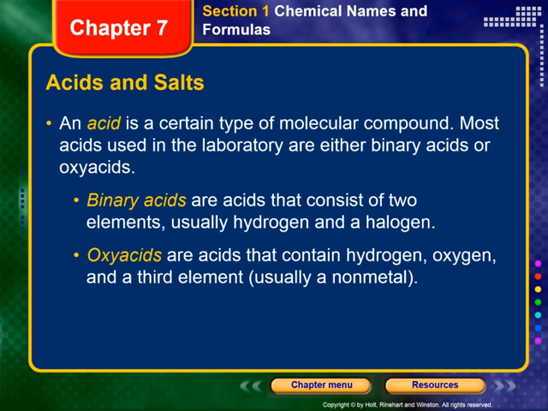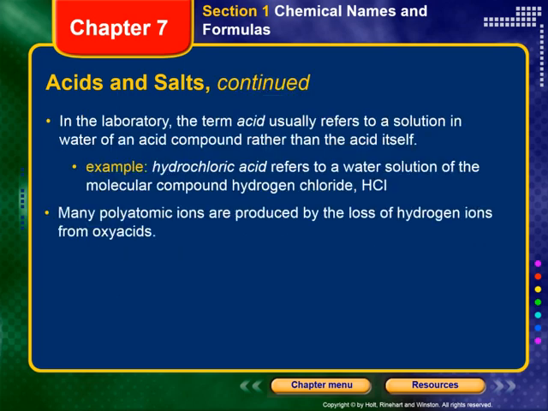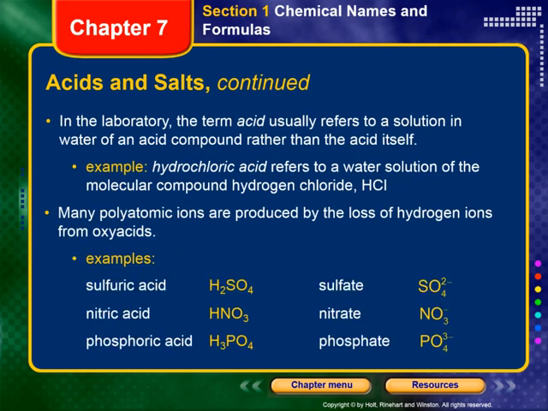We also have special ways of naming acids and their salts. An acid is a certain type of molecular compound. Most acids used in the laboratory are either binary acids or oxyacids. Binary acids, by definition, are acids that contain 2 elements, usually hydrogen and some halogen. An oxyacid is defined as an acid that contains hydrogen, oxygen, that's why it's oxyacid, and some third element, which is usually some nonmetal. In laboratory, the term acid usually refers to a solution in water of an acid compound, rather than the acid all by itself. For example, if I say hydrochloric acid, I'm really talking about a water solution of the molecular compound hydrogen chloride, right, HCl, in water.